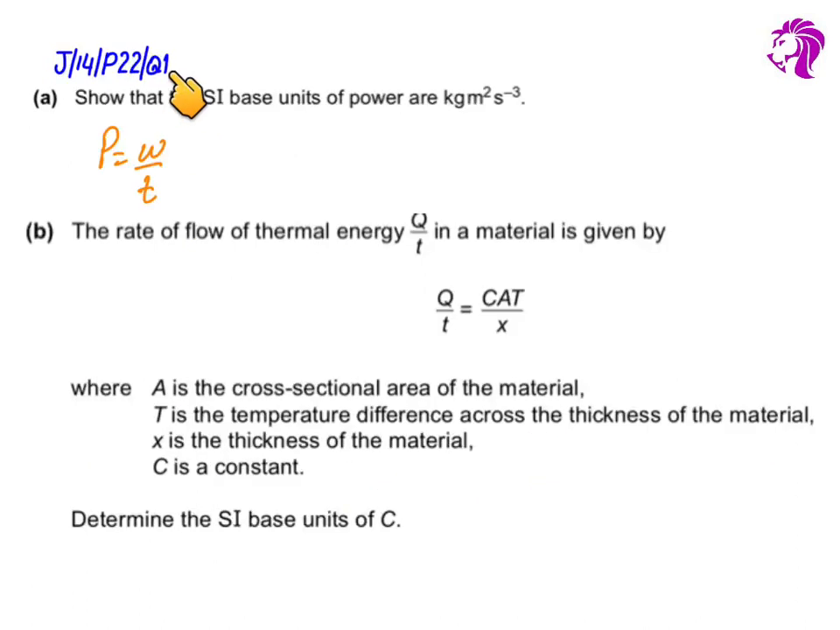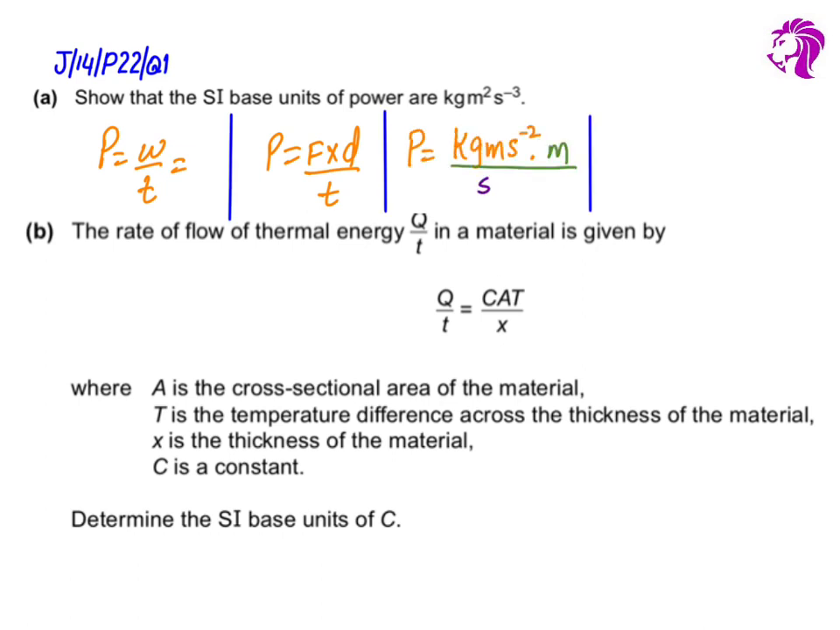Now is the fourth question, June 14, paper 2 question 1. The question says, show that the SI base units of power are kg m2 s minus 3. So we know that power is work done upon time, and work done is force into distance. So force into distance upon time, and we know the unit of force is what?